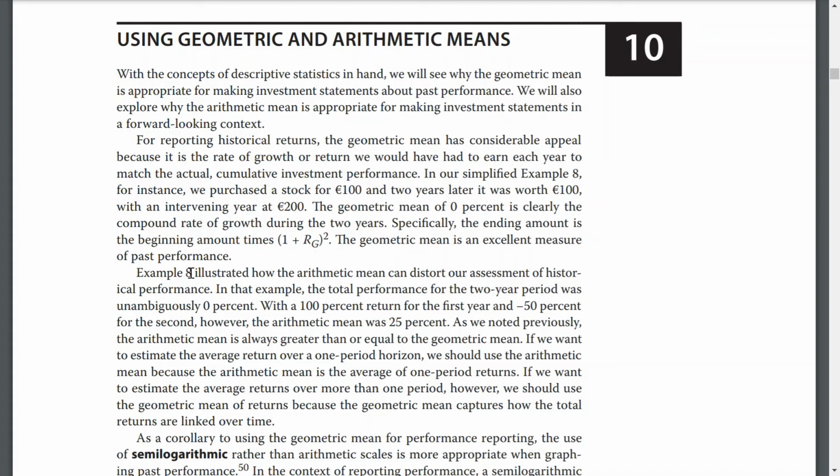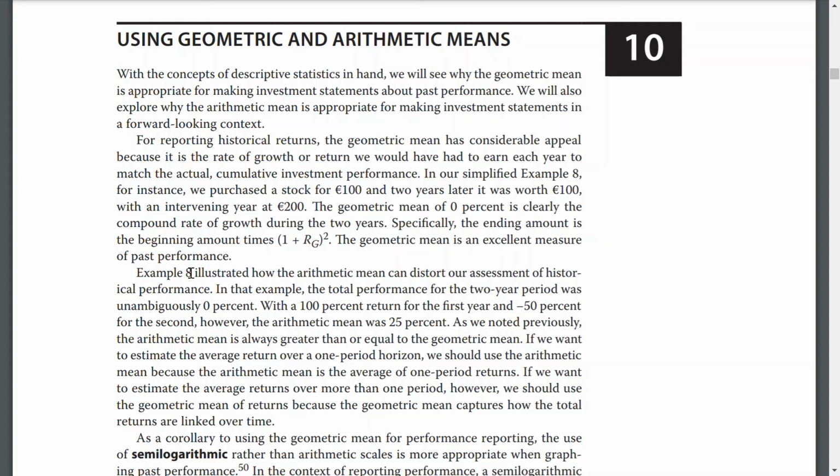Alright, Level 1, Reading 8, about quantitative methods, Part 10. Using geometric and arithmetic means with the concepts of descriptive statistics in hand, we will see why the geometric mean is appropriate for making investment statements about past performance. We will also explore why the arithmetic mean is appropriate for making investment statements in a forward-looking context.